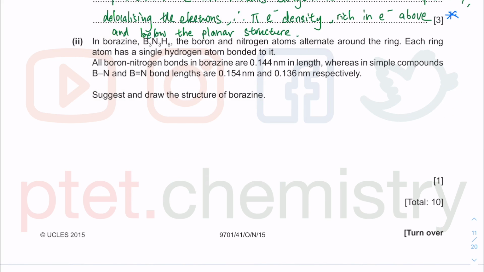In this last bit of the question, this is a 1 mark question. So they're saying that in borazine, B3N3H6, instead of C6H6, as you know, boron, carbon, and nitrogen are in group 13, 14, and 15. So the number of valence electrons is 3, 4, and 5.